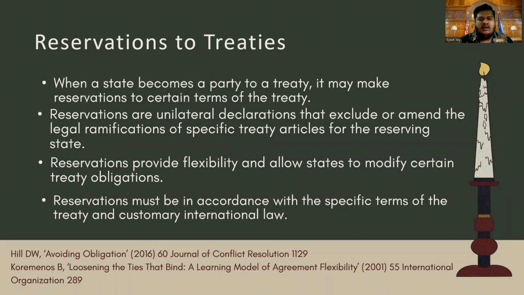Reservations to treaties. When a state becomes a party to a treaty, including the first optional protocol to the International Covenant on Civil and Political Rights (ICCPR), it may contemplate making a reservation to certain of the treaty's terms. When a state ratifies or accedes to a treaty, it may make a unilateral declaration to exclude or amend the legal effects of certain treaty articles in their application to the state. Reservations allow states to stray from the treaty's commitments to some extent. Statements that aim to change a state's commitments under a signed treaty are known as reservations. They enable nations to modify certain duties.